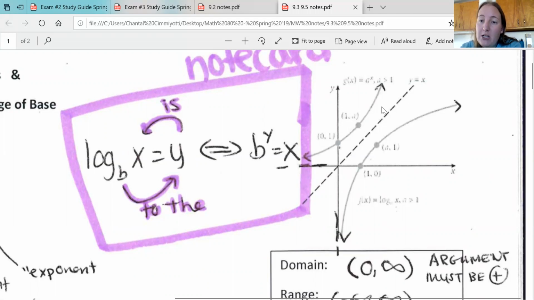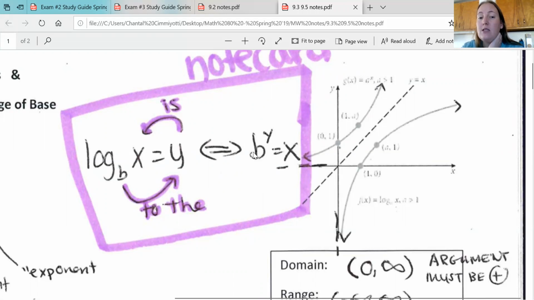The reflection over the line y equals x, the inverse, of course, would be switching the x and y. So you'd have that point 1, 0, and this point a, 1. When you switch the x and y for an exponential, instead of having some base to the x equaling your y, the base to your y will equal x. That's the inverse. The x and y have been switched.